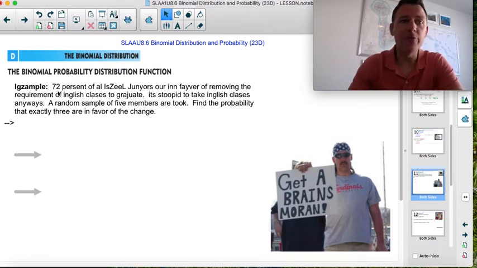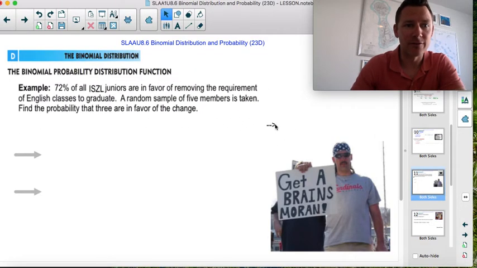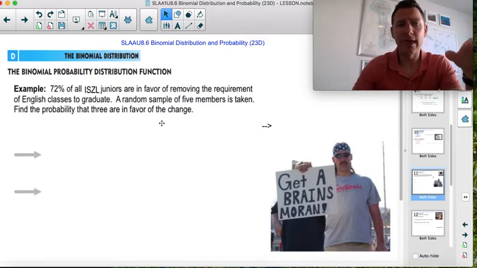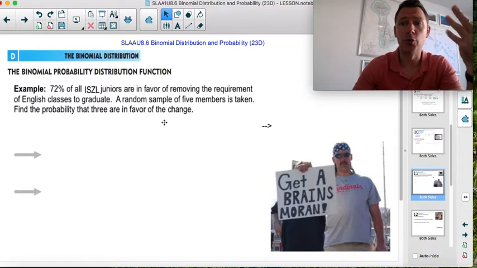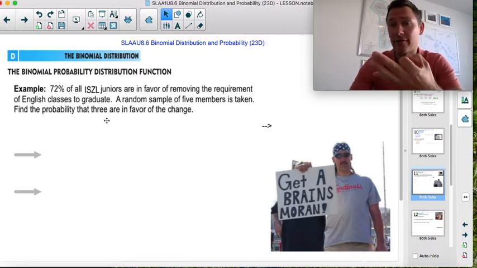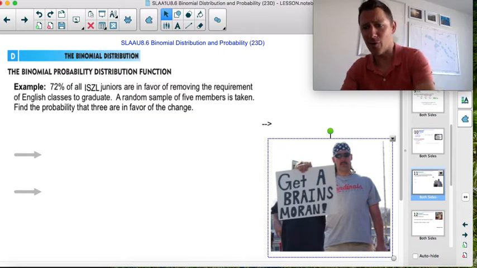Here's an example. 72% of all ISL juniors are in favor of removing the requirement of English classes to graduate. I can't read that anymore. This is what it says. A random sample of 5 members is taken, and we need 3 people to vote in favor of removing English class from ISL. Find the probability that 3 are in favor out of the 5, and then the majority vote wins.